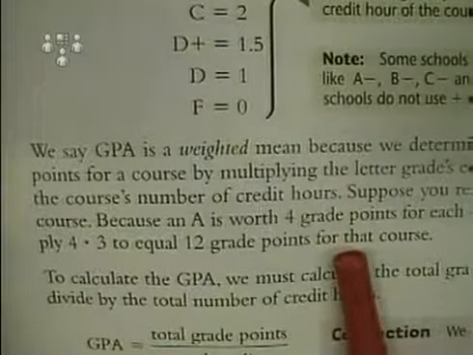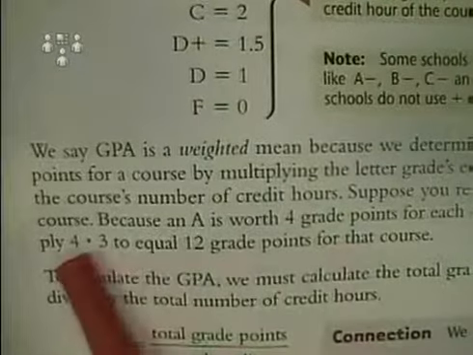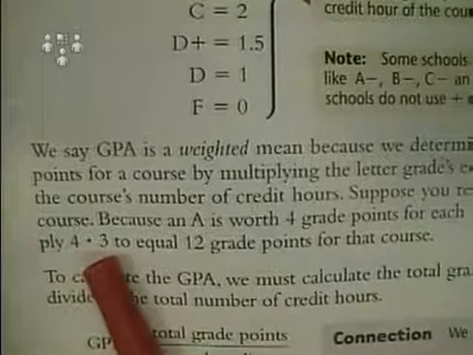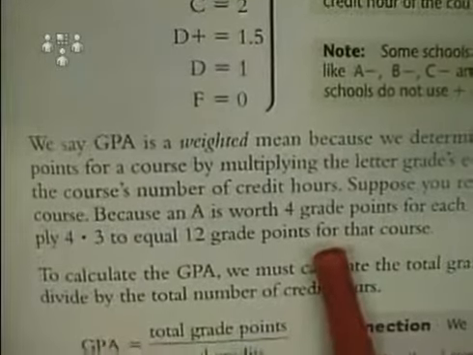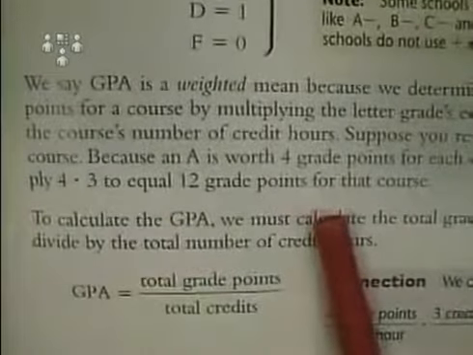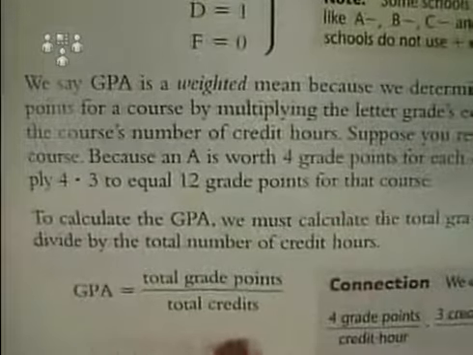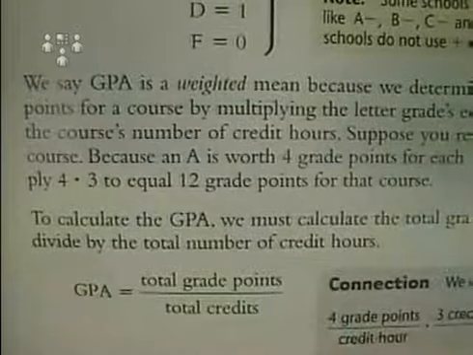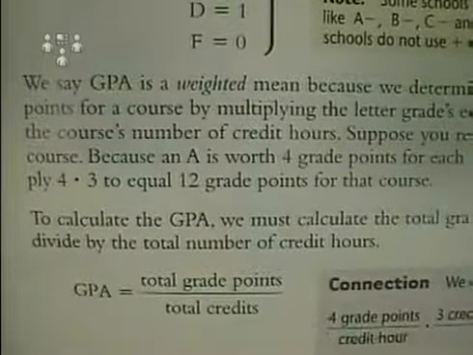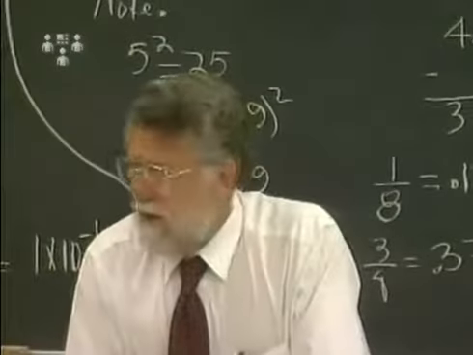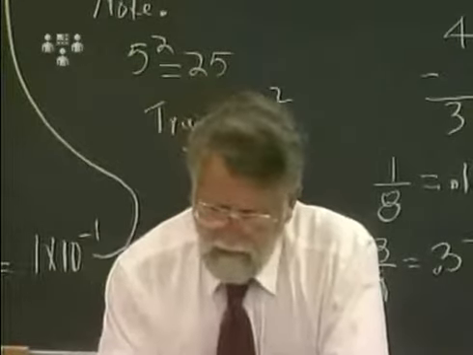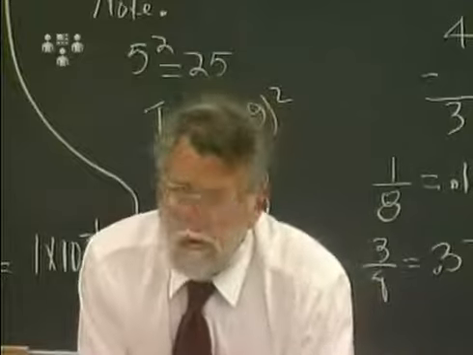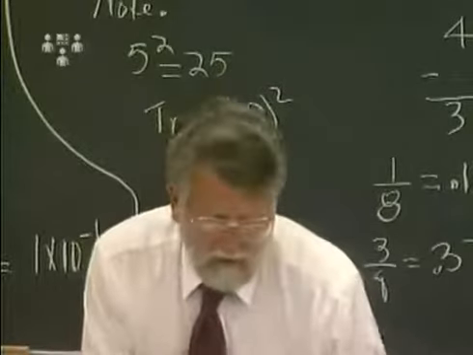So the A is worth 4 points. And so if you had 3 units of A, you would get 12 grade points. So you calculate the GPA: total number of grade points over total credits. And this is how you get your GPA that is reported to the college, and also puts you in academic probation if you go too low. Okay?